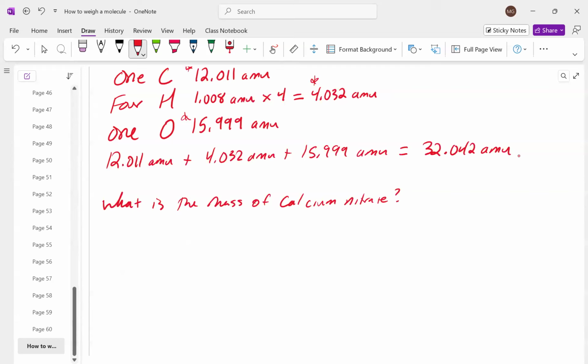Okay, so let's break it down. This is an ionic compound. So what is calcium? I look up calcium on the periodic table. And when it is in an ionic compound, what charge does calcium always have? 2 plus. Now, what is nitrate? Nitrate is one of those polyatomic ions that you need to have memorized. NO3 minus 1.